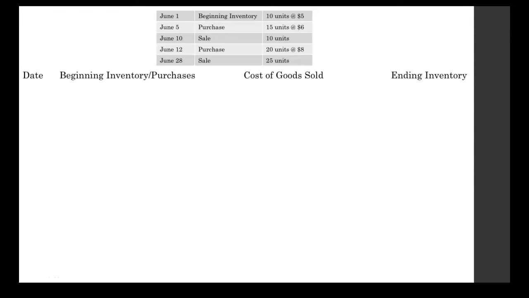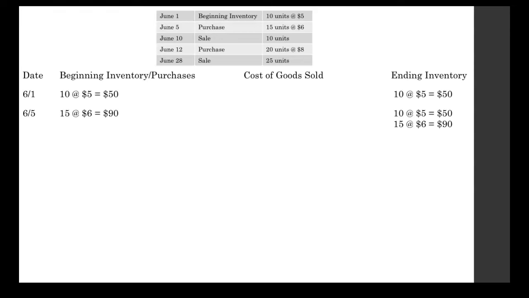So the very first piece of information that we were given is that on June 1st, we had 10 units at $5 a piece. So under beginning inventory, we write 10 at $5 equals $50. So we take our number of units, 10, and multiply it by our unit cost of 5 to get that 50. We also want to write that same thing down under ending inventory because that was our ending inventory on June 1st.